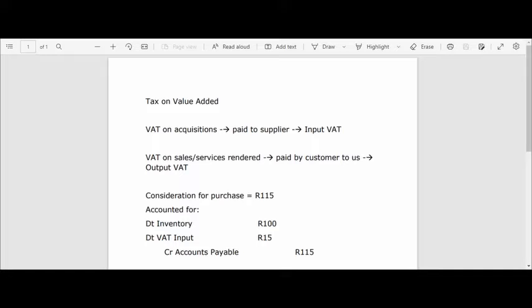The crux here is that because you are able to claim the input VAT back, it is not a cost to the company or to the business whatsoever. That is the important thing to realize, ladies and gentlemen. You are paying that 15 rands over to the supplier, but at the end of your VAT period, no problem, because you can claim it back, it means it is not a cost to the business, right? So therefore, the only cost to the business is the 100 rands.